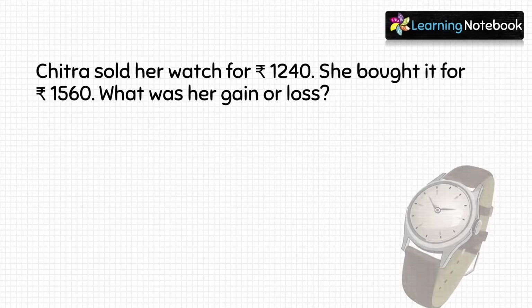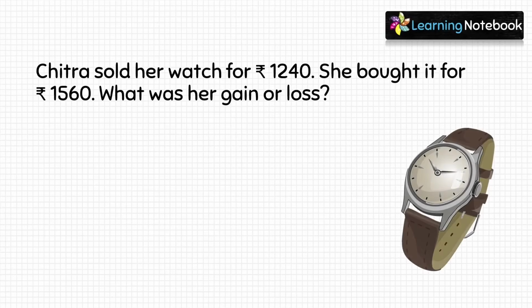Let's see the next word problem. Chitra sold her watch for rupees 1,240. She bought it for rupees 1,560. So what was her gain or loss? So here students, first we have to identify selling price as well as the cost price. And then we have to tell whether Chitra has made a gain or a loss.